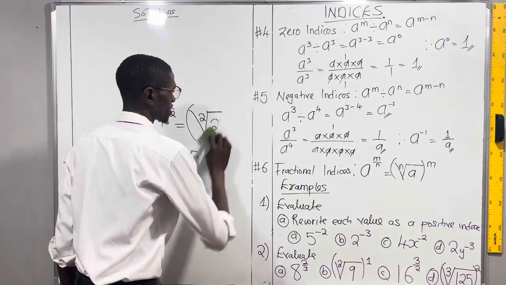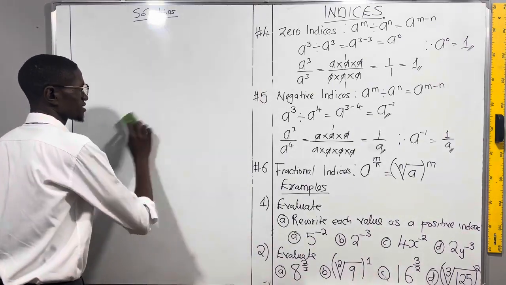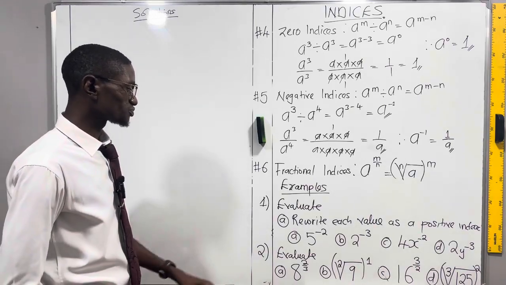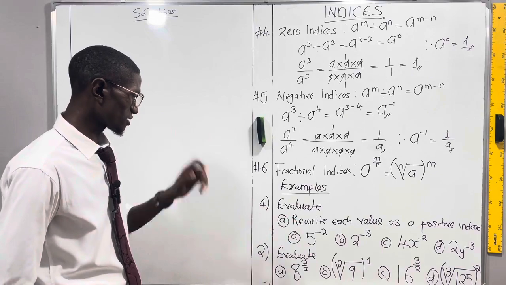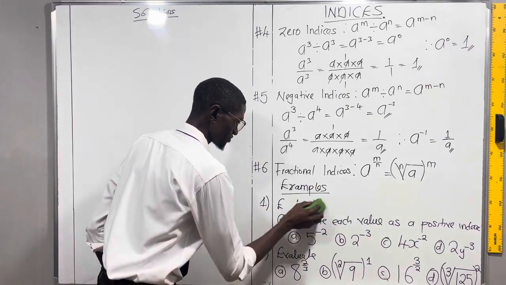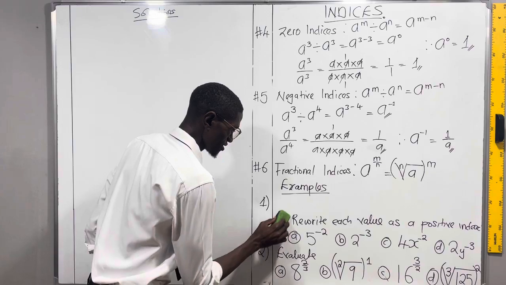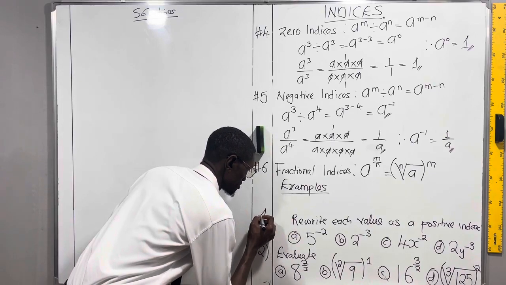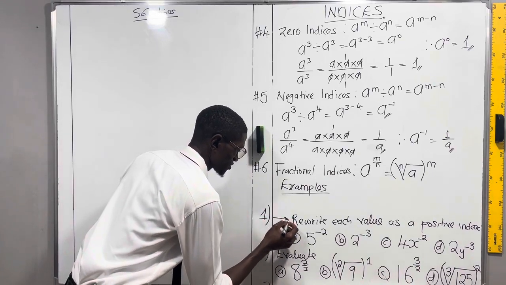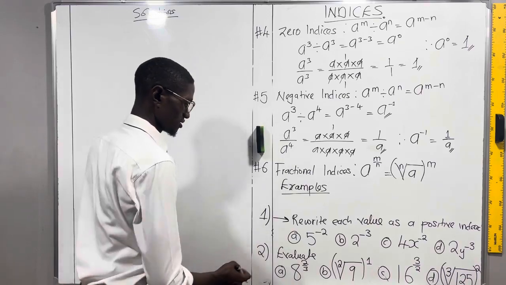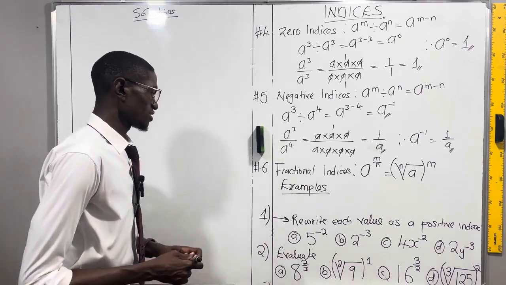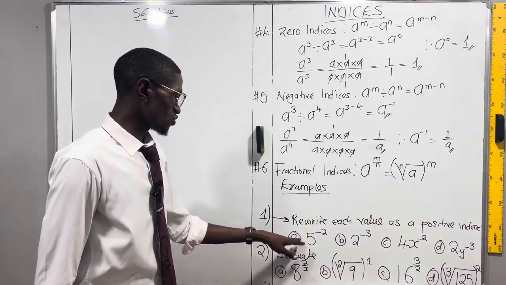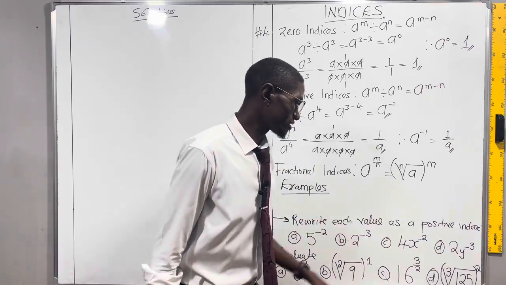Okay, we now go to the examples. Let us now see how we answer these questions. So the first one says, actually this one was written wrongly. This was supposed to be 1 right here, like that. So this is question 1, and then we have A there. Then we have question 2, which is evaluate. Question 1 said, rewrite each value as a positive index. So what we have down here are all negative indices.